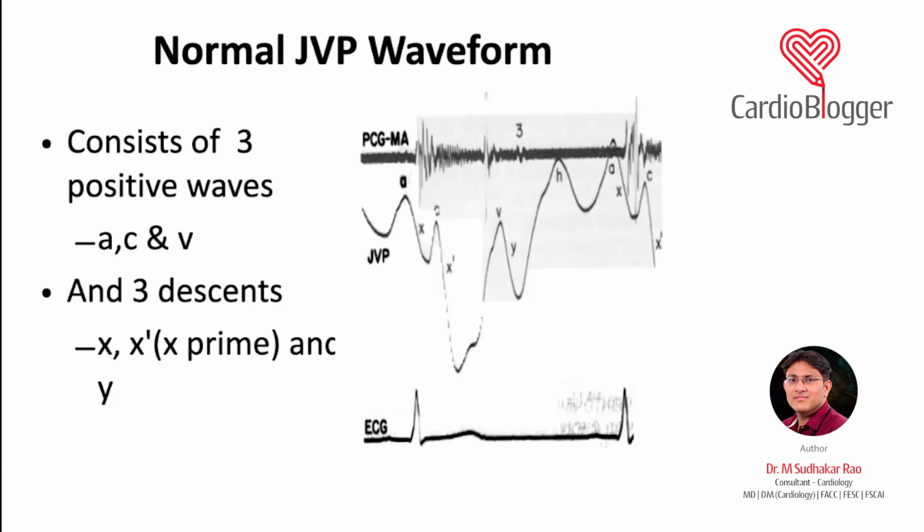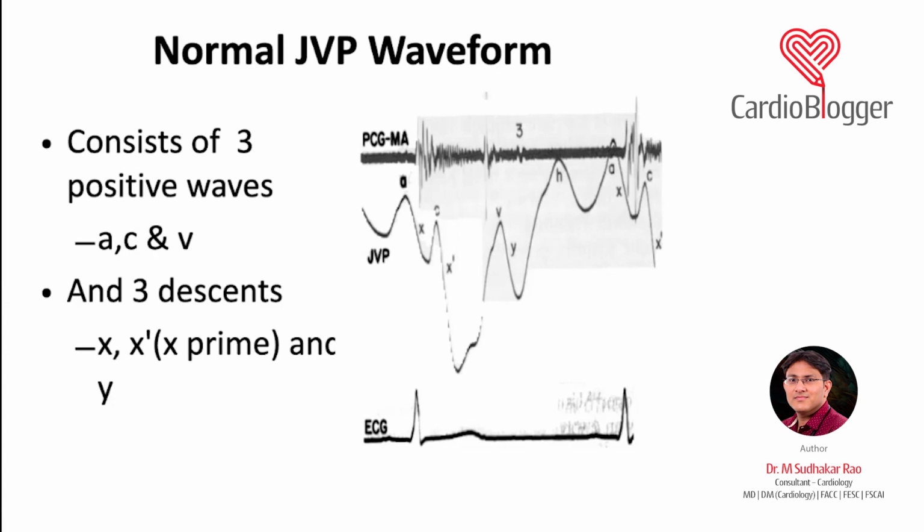That causes a C wave. So there are two hypotheses of C wave. One is the bulging of the tricuspid valve into the right atrium, and second, they say it is due to the carotid artery pulsations. Not much important, not seen in JVP. You may just neglect it, but know the mechanism.